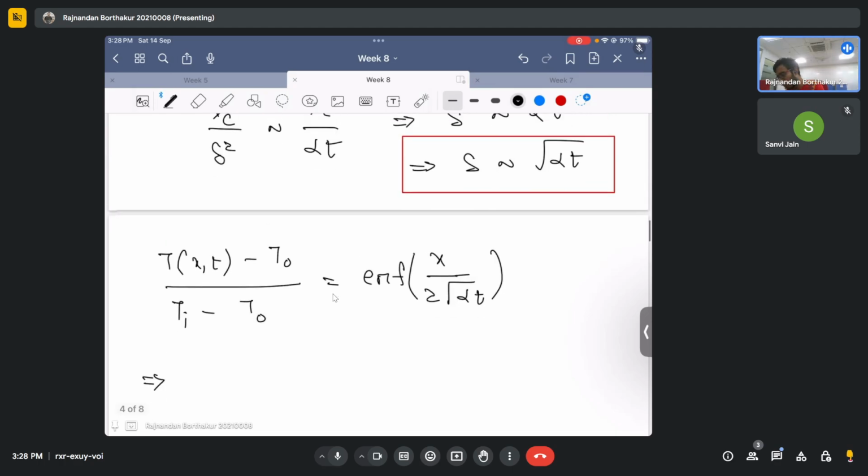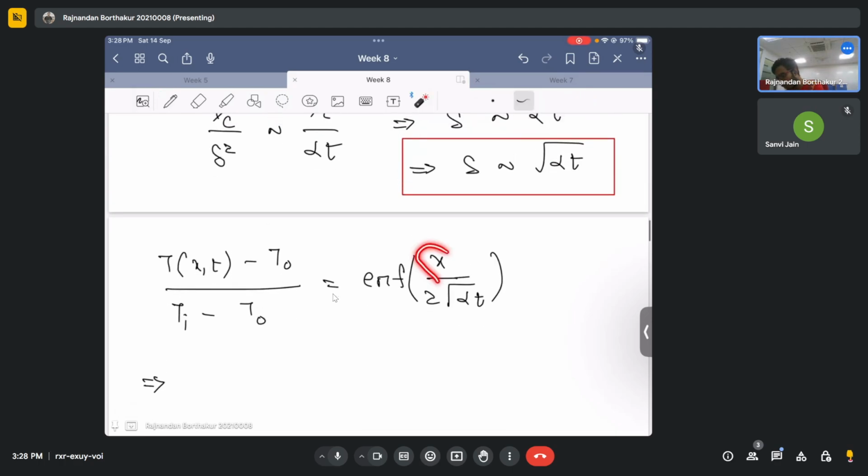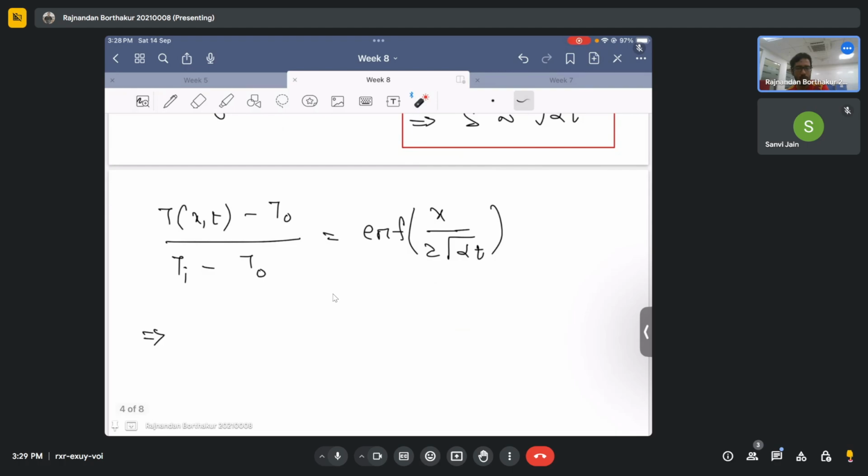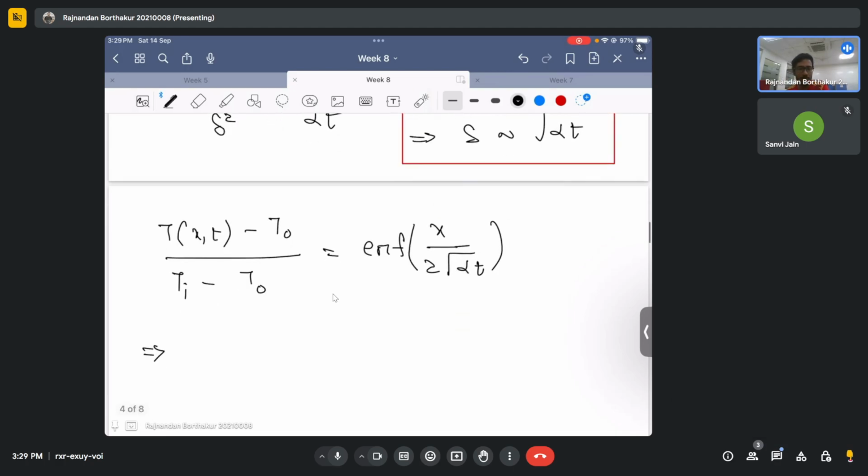Now can you tell me what was this? What is this, x by square root of alpha t? We just established it some seconds ago. So x by square root of alpha t is the similarity variable, right? Yes, exactly. It's eta basically. It's not n, it's eta. So you saw that I have not shown you the derivation of how the temperature field is linked to the error function of the similarity variable.